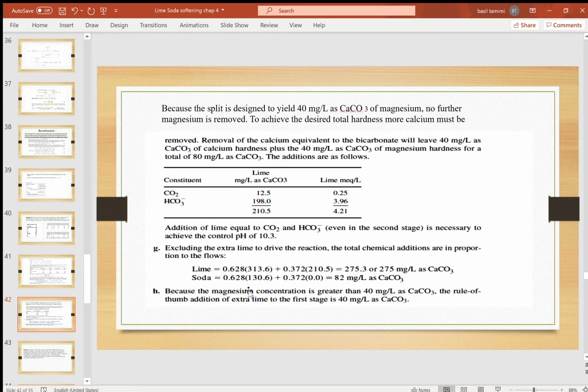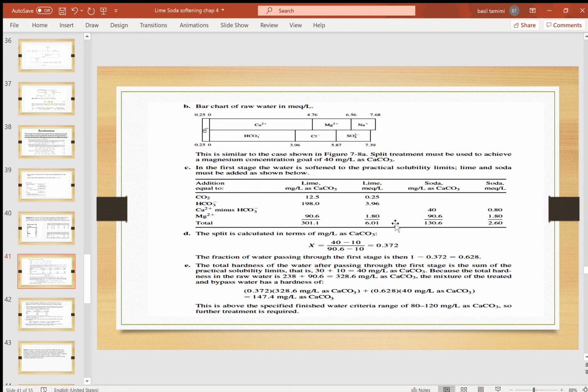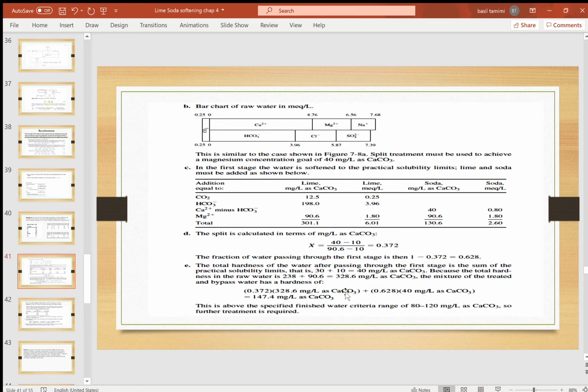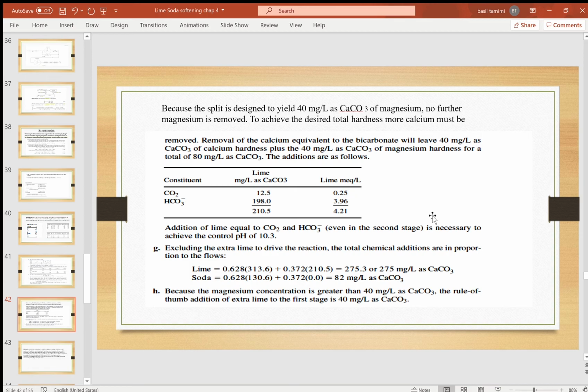What about soda ash? Of course, the soda ash is not needed to raise the pH. That's why in the untreated 37.2 fraction, we don't need soda ash at all. So we put 0. But for the 62.8, as you can see, in the overall process, we need 130.6. This is when we are treating 100% of the water. But since we are just treating 62.8, we will take just a fraction of this quantity. In this case, we need 82 milligram per liter soda ash to treat every liter instead of 130. And as you can see, even with 2 stages, one split treatment and one additional treatment, the quantities are still less than what is needed in the overall process.